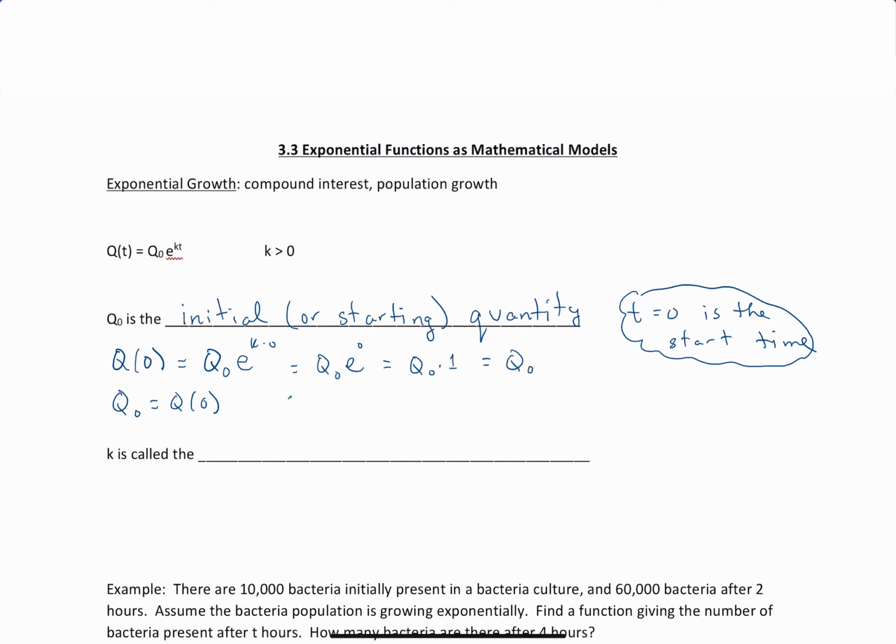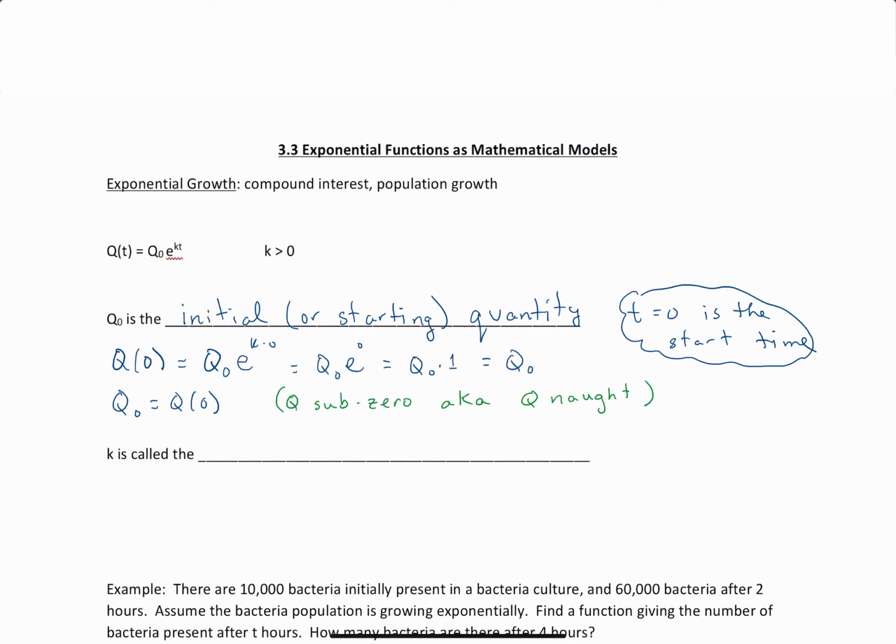By the way, this Q sub 0 is also known as Q naught. Naught is an old-fashioned word for 0, and it's what I'm used to calling it, so you'll probably hear me sometimes say Q naught instead of Q sub 0. So I wanted you to know what that means.